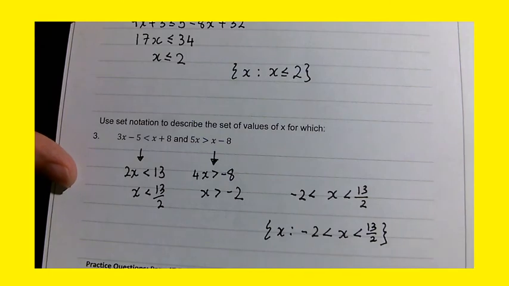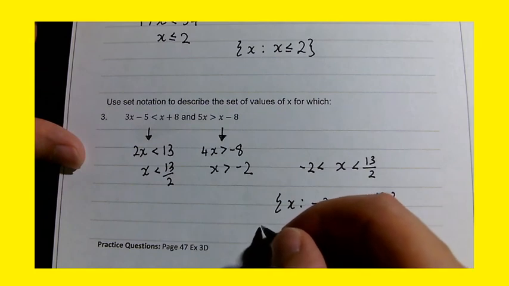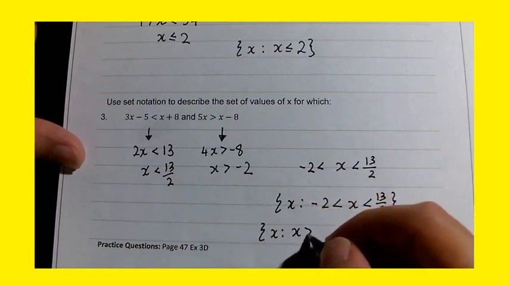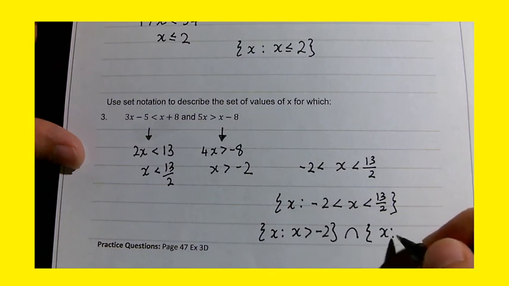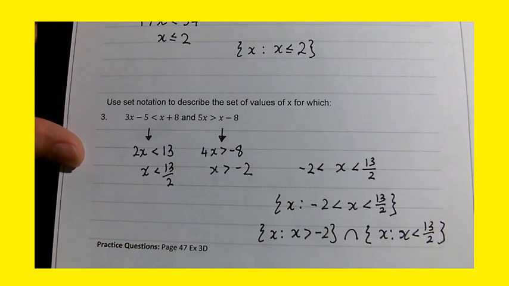Okay, if we wanted to write it in the other format with the AND symbol, which you might recognise in probability, okay, so either or is acceptable for you.